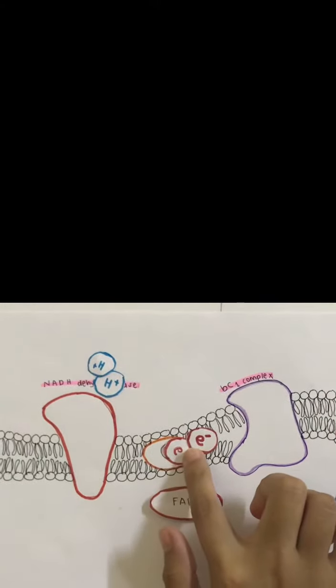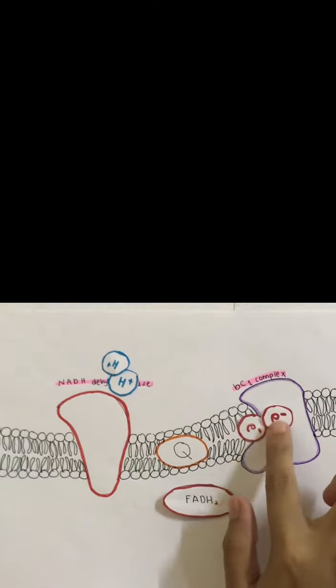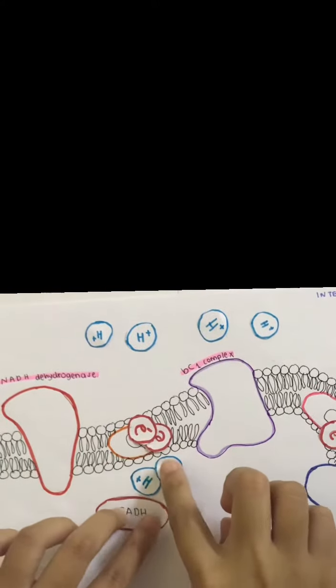And then the electron will transfer to the BC1 complex. FADH2 will transfer 2 electrons to coenzyme Q. And then the 2 protons will transfer out to the intermembrane space. The electron will transfer to the BC1 complex and FADH2 will turn to FAD.